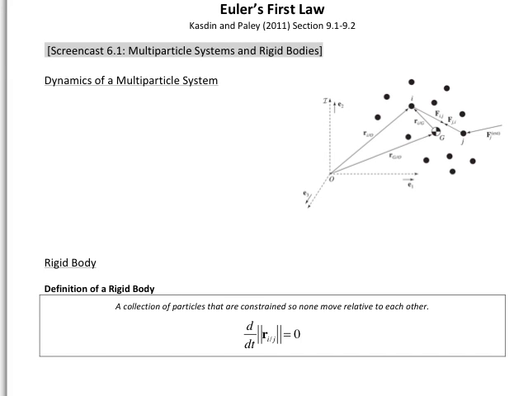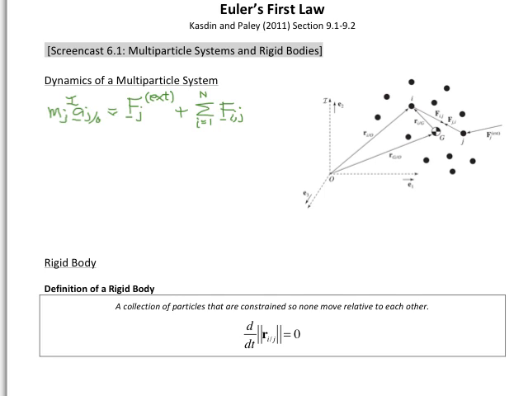In this screencast, we're going to establish the relationship between multi-particle systems and the constraints that are needed such that we can describe that as a rigid body. So recall that in earlier chapters we talked about multi-particle systems and we were able to apply Newton's second law to every single particle that's in the system.